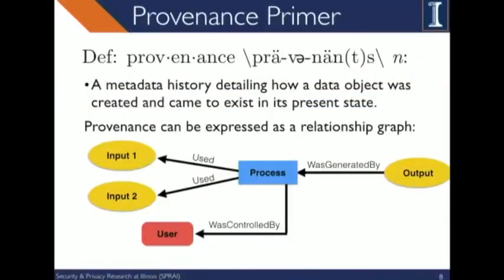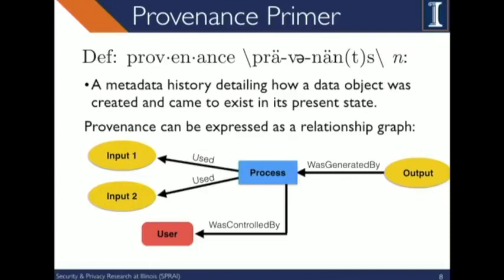So before we delve into all that, a bit more background on what data provenance is. As I mentioned, it's metadata that describes the history of an object as it's being processed on the computing system. This history details what's happened to the object from the time it was created, including how it came to exist in its present state. So as I showed you before, we can model provenance as a relationship graph, and we have a highly simplistic one here.